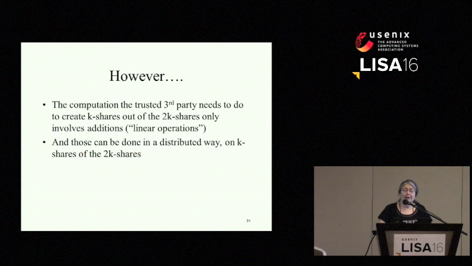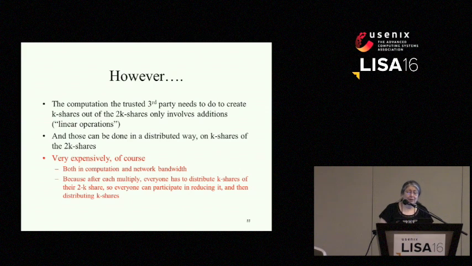So if you notice the computation that the third party has to do in order to create k shares out of 2k shares is linear operations, basically just additions. So these can be done in a distributed way on k shares of the 2k shares. But it's very, very expensive, both in terms of computation and network bandwidth, because every time there's a multiplication that happens, everyone has to distribute things around, do an expensive amount of computation and whatever.